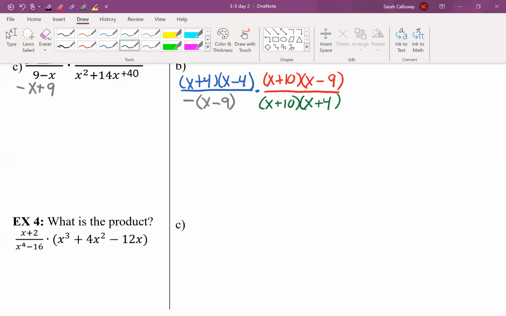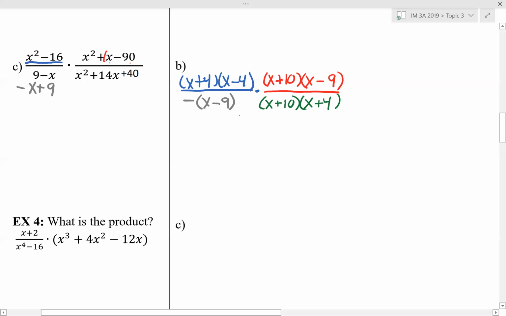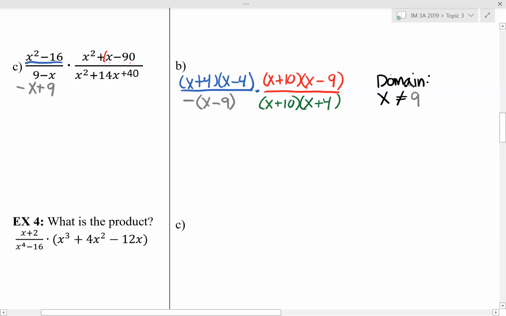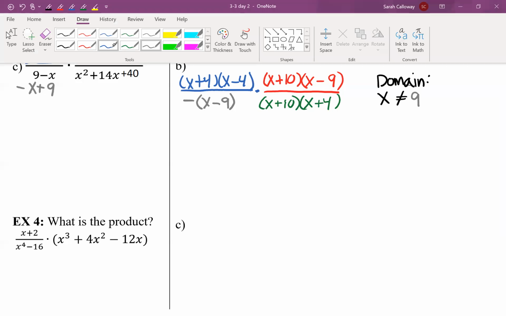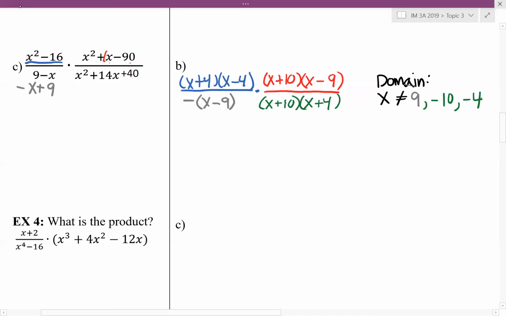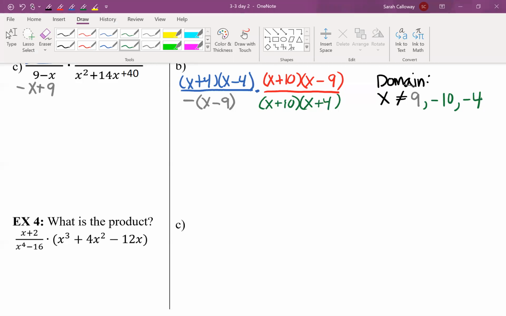When I'm looking at something like this, I want to identify my domain before I reduce. My domain is going to be all real numbers except for the following x values. My factor x minus 9 would be 0 if x was 9. The factor x plus 10 would be 0 if x was negative 10. And the factor x plus 4 would be 0 if x is negative 4. So I know that my domain is restricted from those values. And then I want to reduce to simplify this expression.